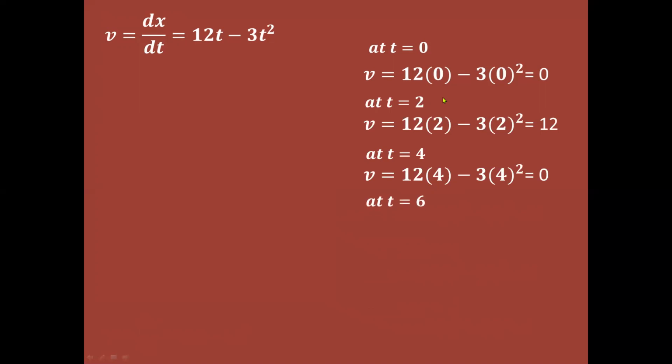Report 1. Let's try a time of 6 seconds. What is then the velocity value? v is equal to 12 times 6 minus 3 times the square of 6. We have a negative 36 value, our velocity.